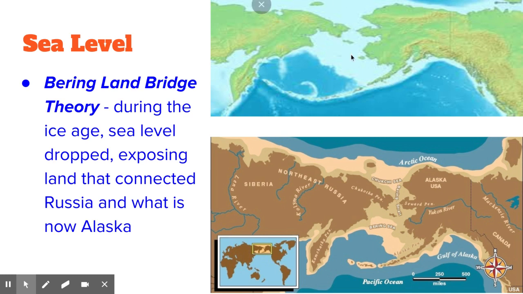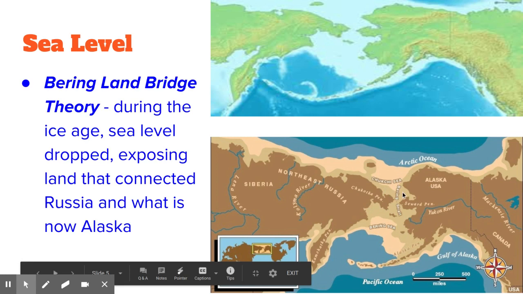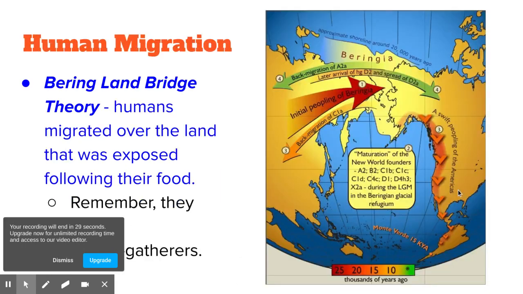So today, this is what this area looks like. Here's the Bering Strait. You can see that Russia and Alaska are not connected. You can't walk across here, right? You would need a boat. However, during the Ice Age, when those glaciers sucked up the water and dropped the sea level, this land here was exposed and people could walk across it and animals could walk across it.